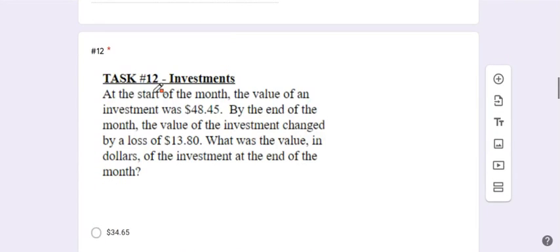Next one I'll look at is task number 12 on investments. At the start of the month, the value of an investment was $48.45. By the end of the month, the value of the investment changed by a loss of $13.80. So if I start with $48.45 and I lose this much, now what's my value? I need $48.45 minus $13.80. But again, subtracting is the same as adding the opposite. So 48.45 plus negative 13.80 is the same thing as 48.45 minus 13.80, and that would give me my answer.